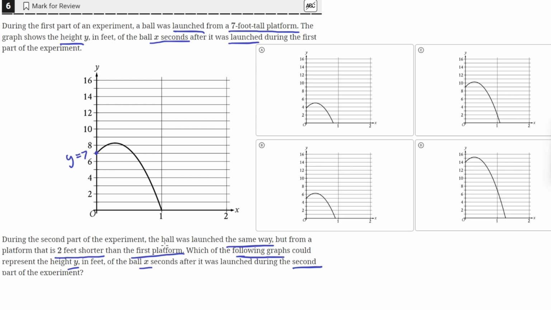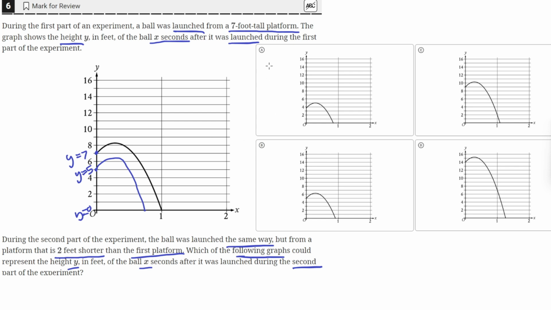So in the second part of the experiment, the ball was thrown in the same way, but it was launched from a platform that is 2 feet shorter. So instead of starting at y equals 7, the platform is at y equals 5, which is 2 feet below the original platform. And we'd imagine that since it's thrown in the same way, the graph would look like the original graph, and it would fall to the ground when y equals 0 down here a bit faster than it originally did, since it's launched from a shorter platform.